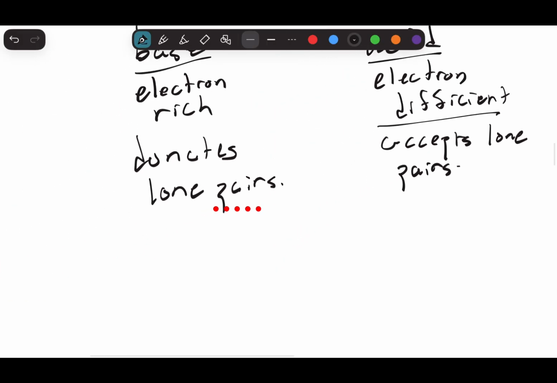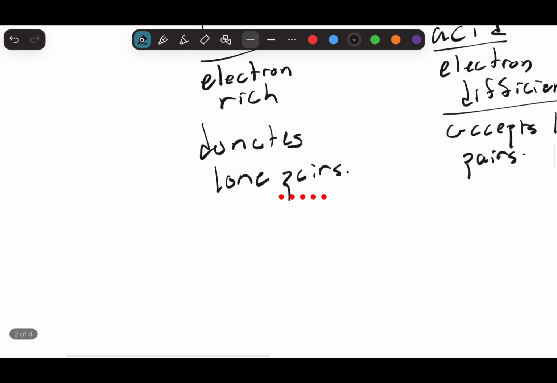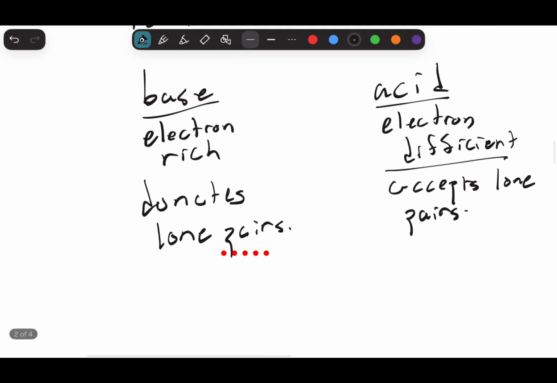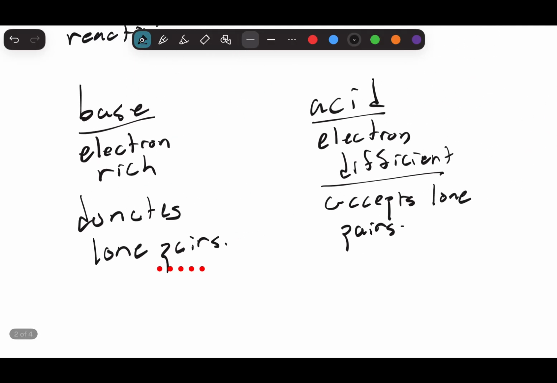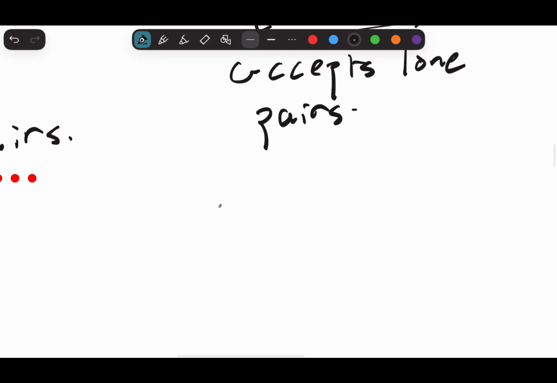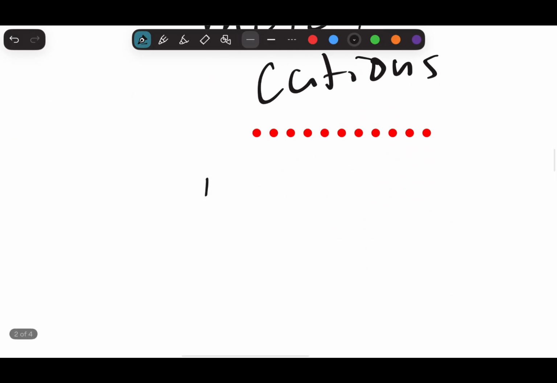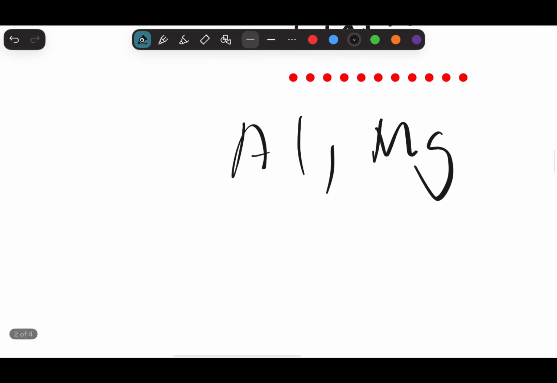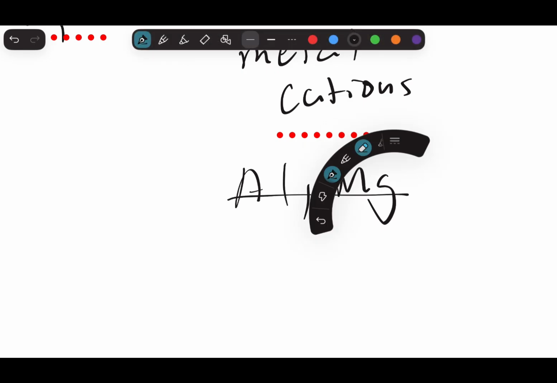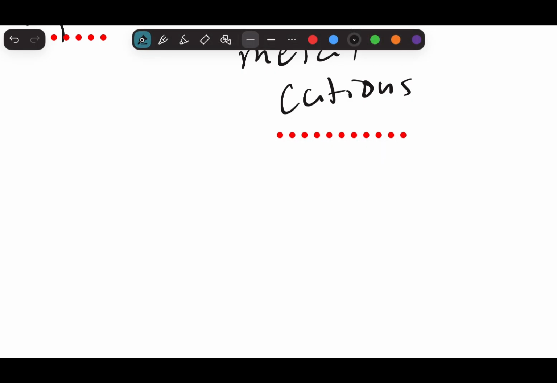So as long as you have a lot of lone pairs, it's basically a base. If it doesn't have enough, or the valence shell is not full, doesn't have a full octet, then it is an acid. Some examples are metal cations. If we open a periodic table, there's Al, Mg, these are all electron deficient. So as long as it's a metal cation, it is a Lewis acid.